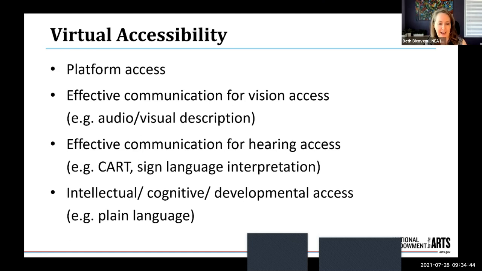Effective communication for hearing access can include CART, sign language interpretation, as we have here. And then for people with intellectual, cognitive, developmental disabilities, making sure that you use plain language. Reading everything on the screen could be helpful to people with auditory issues or other types of processing disorders. Making sure that you don't use a lot of jargon. And I apologize if I've used some jargon here. So make sure you use plain language.